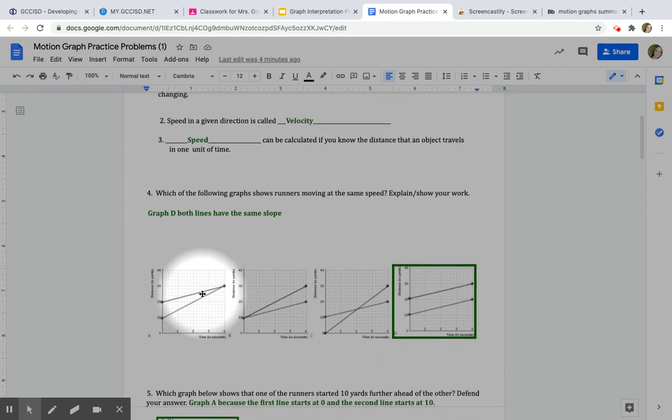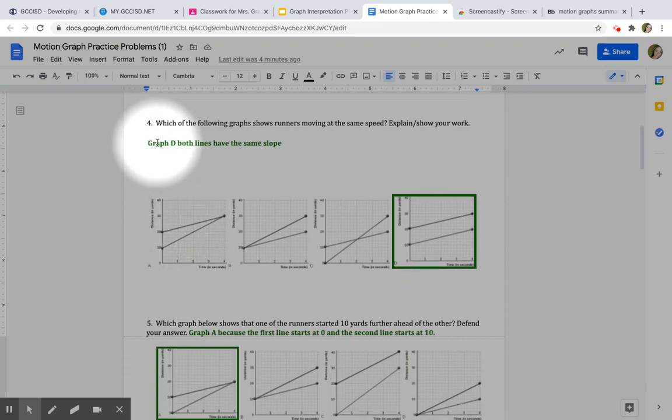All right, so now let's move on to the harder stuff. Number four, which of the following graphs shows runners moving at the same speed? Now I needed you to explain and show your work, mainly just explain. All right, so looking at these four different graphs, we need to figure out which runners are moving at the same speed. So we can see graph A, we're starting at 10 and we are increasing going up and we're ending at the same point. So these runners are not going at the same speed. This line is going up faster than the second runner right here. So they're running at very different speeds.